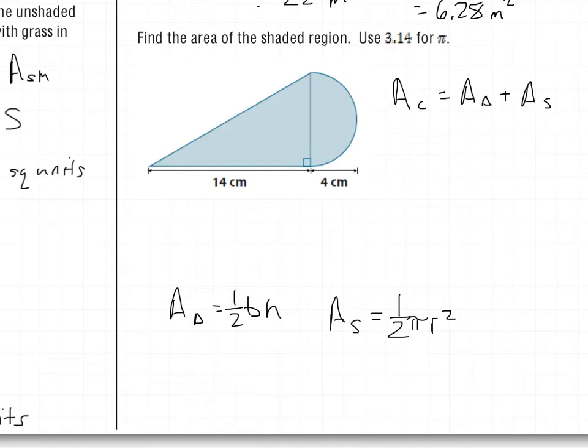Looking at the radius, we can see that the radius would just be the same thing as the height of the circle, which you should have written into your equation. 1/2 of pi times our radius, here 4, squared. I'm using pi as 3.14, so I'll plug that in, and this is 4 squared.